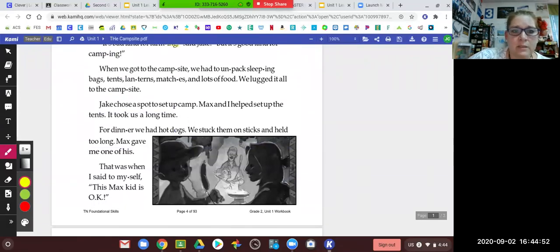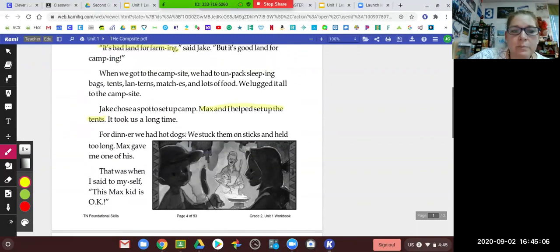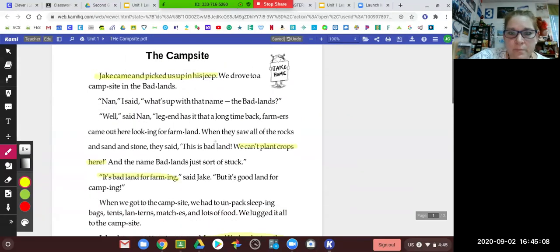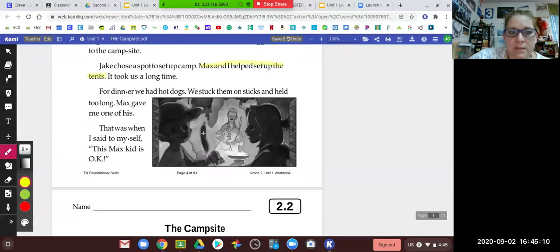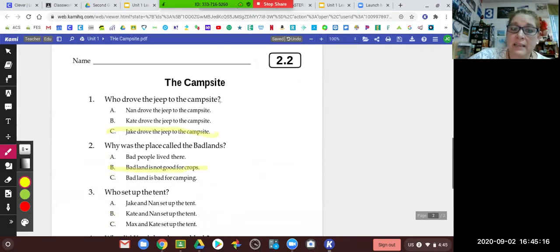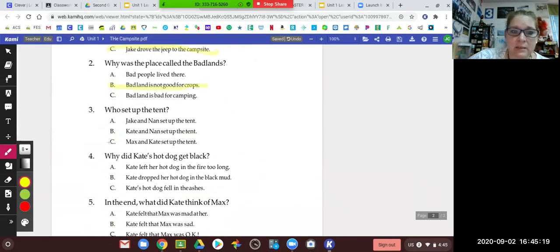Jake chose a spot to set up camp. Max and I helped set up the tents. Well, there's the answer right there. But who's I? Who's telling the story? Whose point of view is this from? This is Kate telling the story. So Max and I would mean Max and Kate set up the tent.